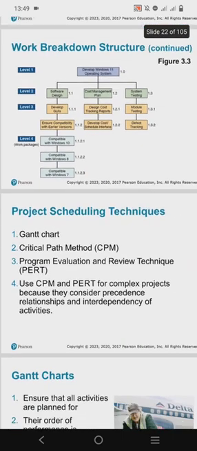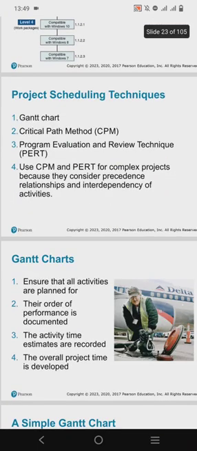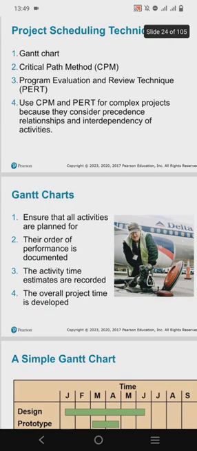Now moving on, talking about project scheduling techniques. These techniques involve methods for planning, organizing, and managing the time and resources required to complete a project. There is the Gantt chart, the critical path method, the program evaluation and review technique, as well as the CPM. A Gantt chart is a visual tool used in project management to illustrate the schedule of tasks over time. It helps project managers and teams to plan, coordinate, and track progress, providing a clear overview of project timelines and dependencies.